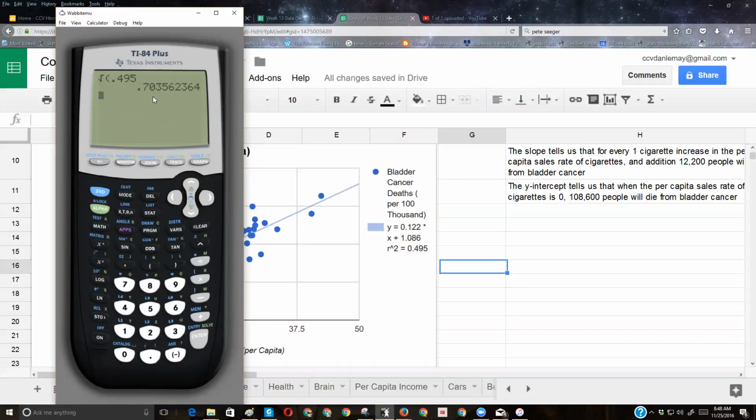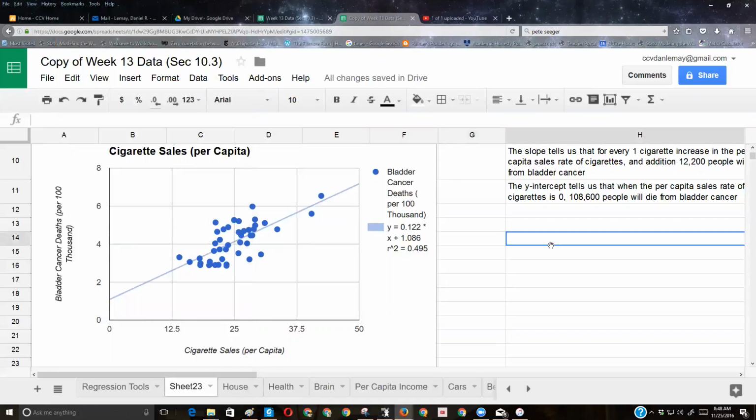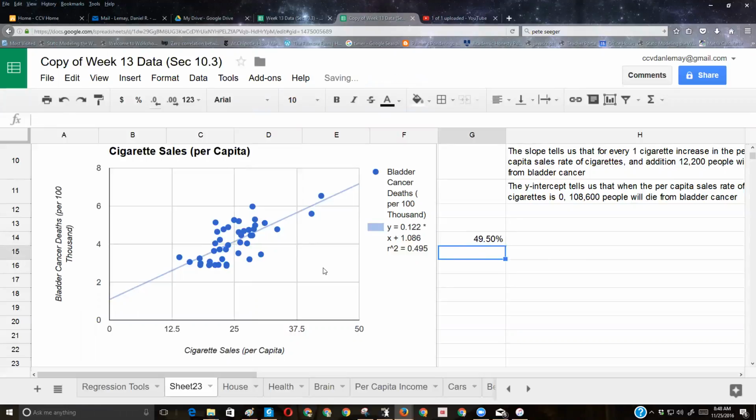Now the R-squared is a more interesting number. If you change this to a percentage, that's going to give me 49. Here, let me go something not quite so big. That's going to tell me 49.5%. And what that tells me is that 49.5% of the variation in cancer deaths can be explained by an increase or a change in the sales of cigarettes. And that means a little better than 51% of the change or the variation is explained by some measure we don't know, some lurking variable, some other thing.